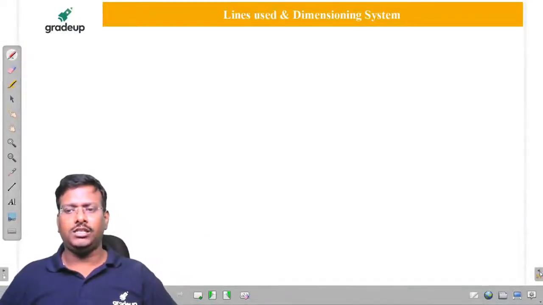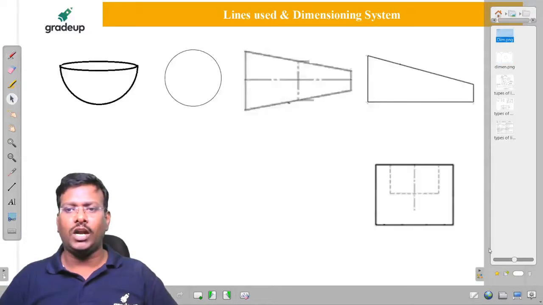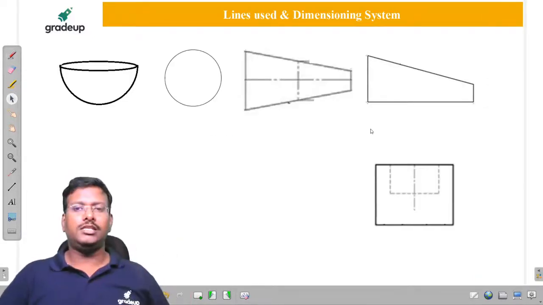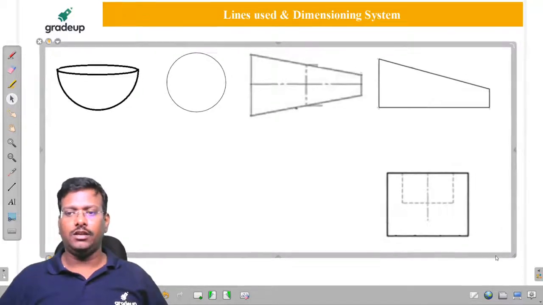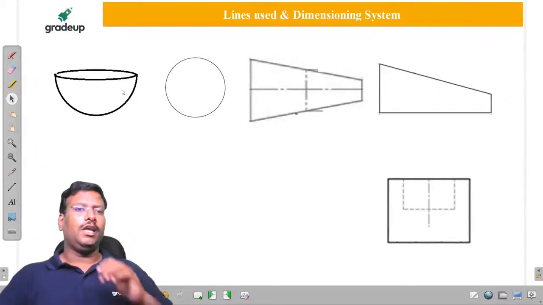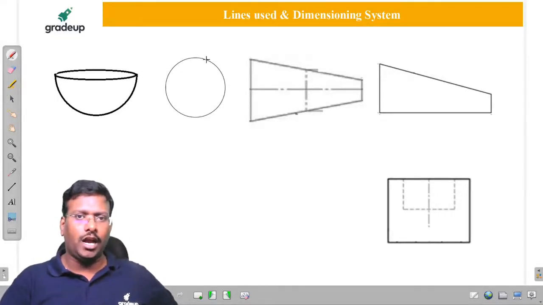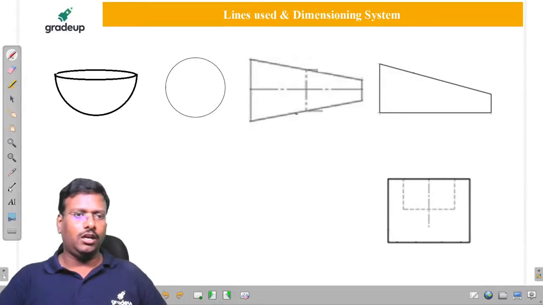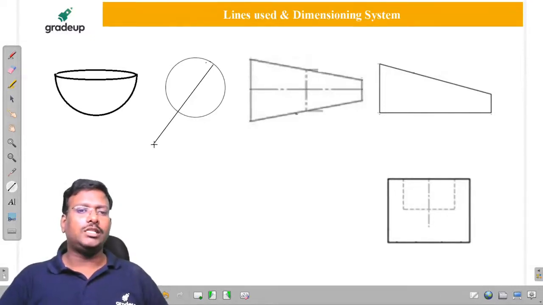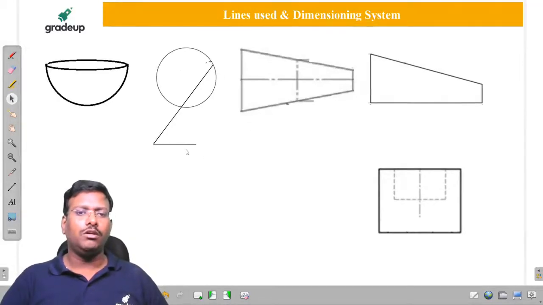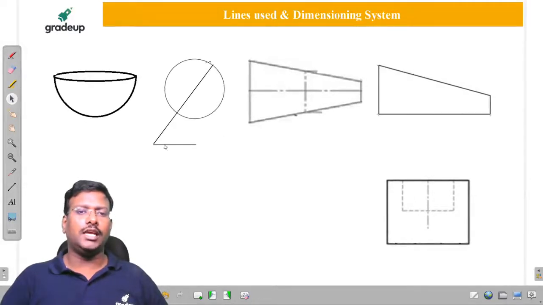Sir, apart from these, we have to know some more. What are these? Here you observe. These are the special dimensionings, my dear friends. Sir, if you observe this one, if I draw a diameter of it, is it a circle or a sphere, sir? Can anybody tell whether it is a circle or a sphere? We don't know, sir. We don't know.